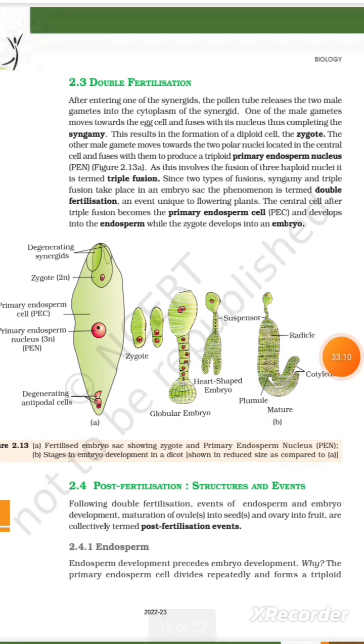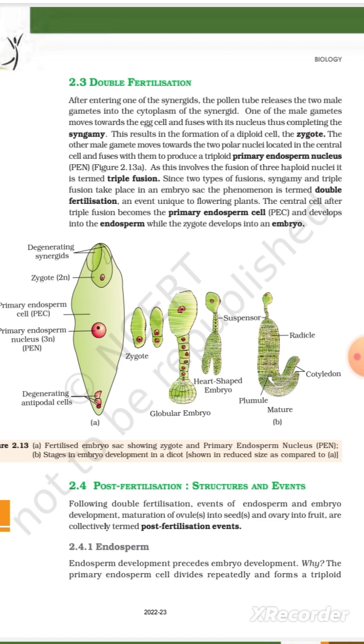2.3 Double fertilisation. After entering one of the synergids, the pollen tube releases the two male gametes into the cytoplasm of the synergid. One of the male gametes moves toward the egg cell and fuses with its nucleus, thus completing the syngamy. This results in the formation of a diploid cell, the zygote. The other male gamete moves towards the two polar nuclei located in the central cell and fuses with them to produce a triploid primary endosperm nucleus, termed triple fusion.